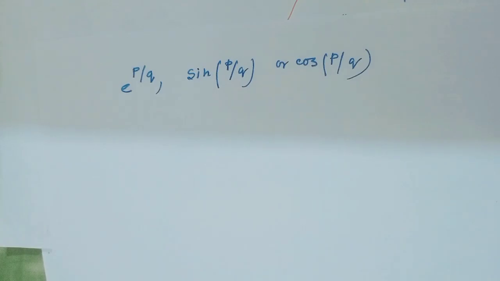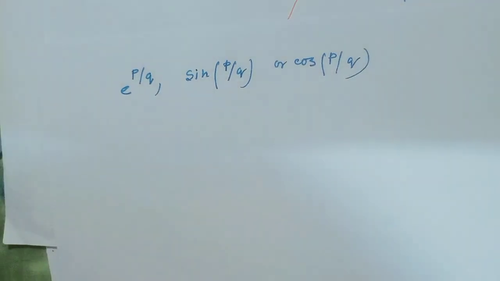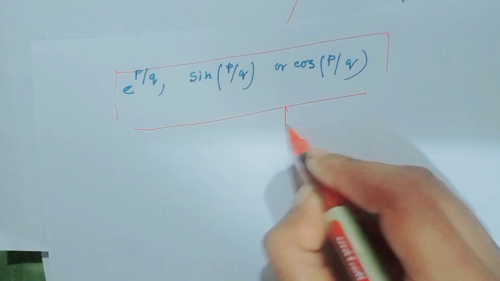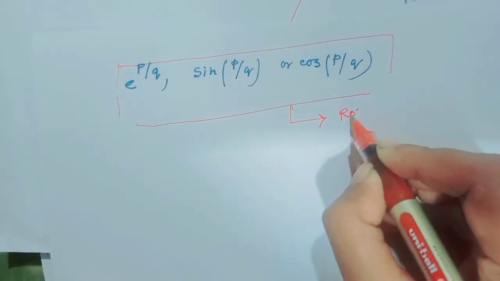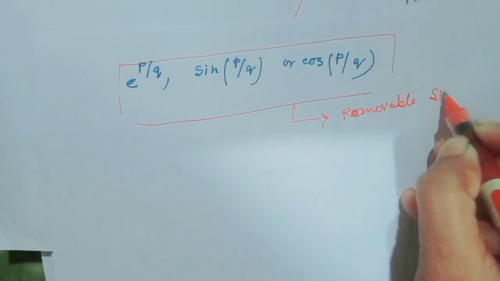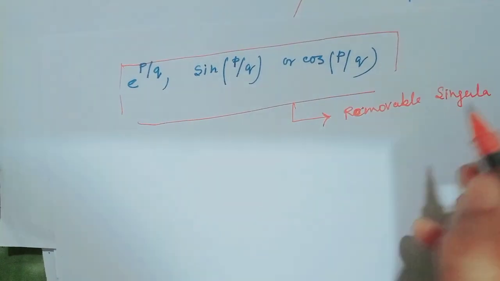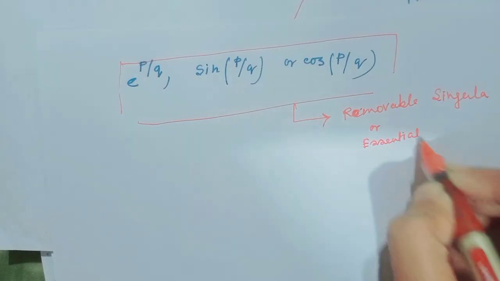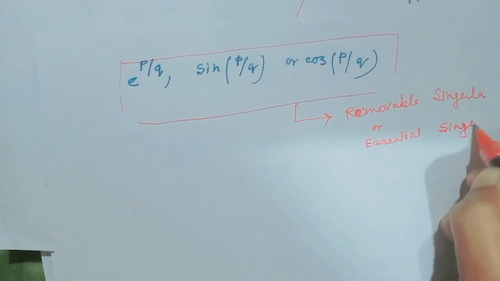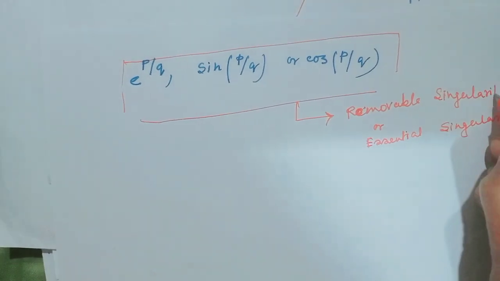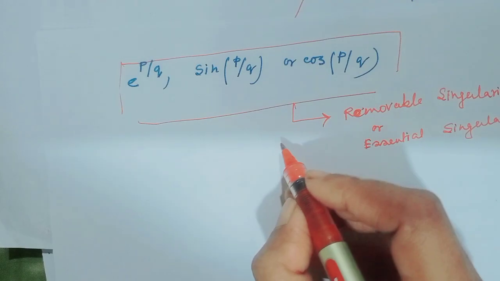There exists a shortcut trick: e to the power p over q, sin p over q, cos p over q. For this type of function, there exists either a removable singularity or an essential singularity, never a pole.